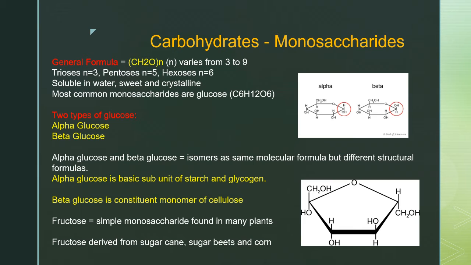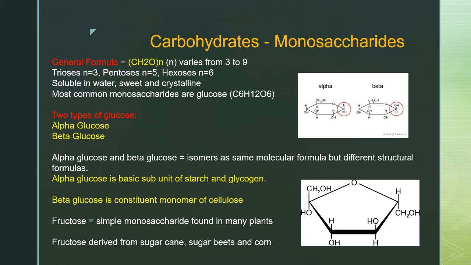Monosaccharides are soluble in water, they're sweet and crystalline, and the most common monosaccharide is glucose, which is C6H12O6. There are two types of glucose, alpha glucose and beta glucose, and these are important because alpha and beta glucose are isomers, as they have the same molecular formula but different structural formula.